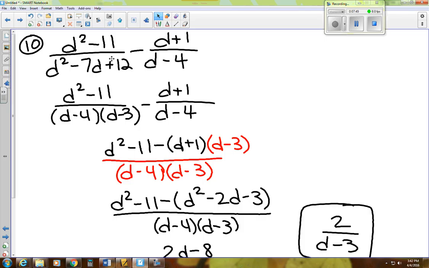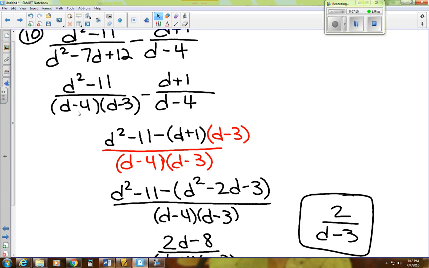We again have to factor this denominator. D squared minus 11 will not factor, it's prime. But that gives us d minus 4 times d minus 3. When we get our LCD, we see that we only have to multiply or convert our second fraction by multiplying it by d minus 3.